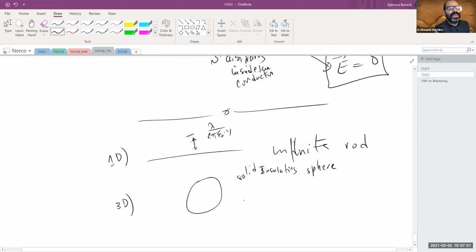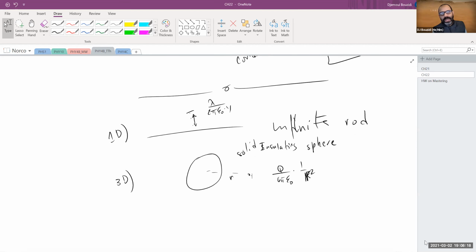It doesn't matter, even if it's a conducting sphere, if you are outside, you're going to find the same result. It's going to be q over 4 pi epsilon naught times 1 over distance squared, not the radius, 1 over this distance squared. So that we found outside of the sphere. Inside the sphere, if it's insulating, it's proportional to the distance. So those are the results that we found so far.